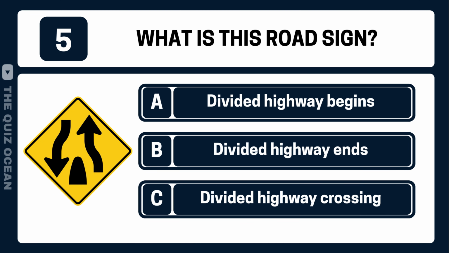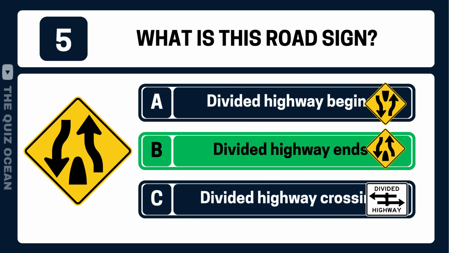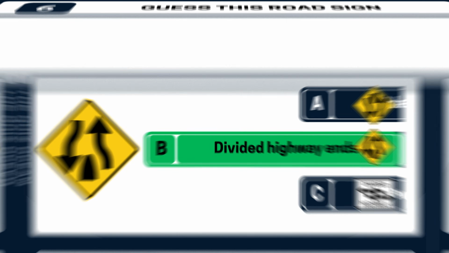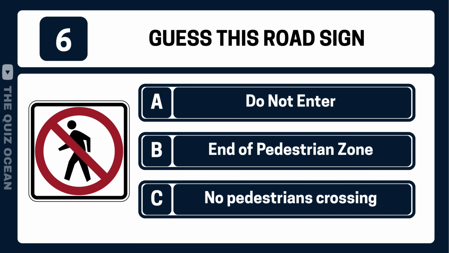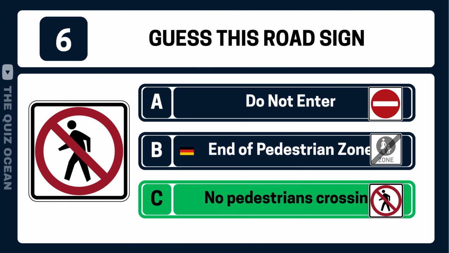What is this road sign? Good observation. This is the divided highway end sign. Guess this road sign. Exactly. This is the no pedestrians crossing sign.